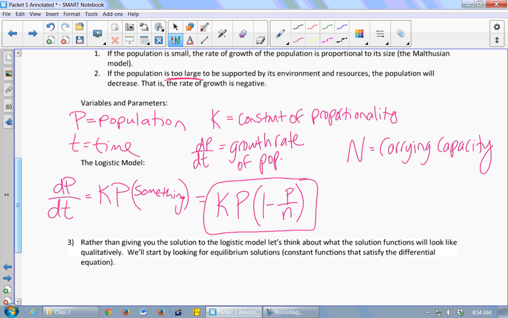All right, so now the idea is we want to solve it, right? What function p satisfies that equation so that its derivative is equal to a constant times the function itself times 1 minus p over n? So this one is trickier to solve. You can't just do it in your head. We'll learn an analytic technique next class. But for today, we're just going to look at the solutions qualitatively. Without coming up with a formula, we're going to be able to draw what it looks like.